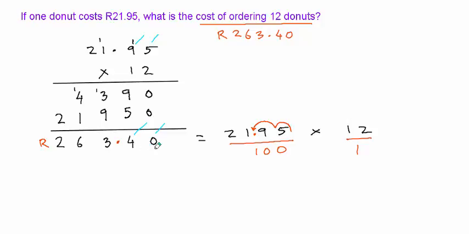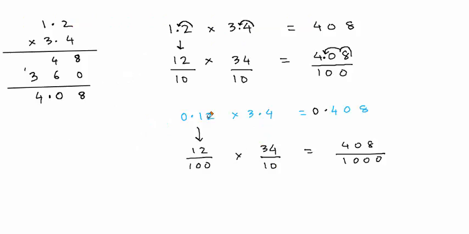If we just go back to the previous problem we did, on this one, you have 2 digits after the decimal point, on this one, 1 digit after the decimal point, 2 plus 1 is 3, you have 3 digits after the decimal point on the answer. That's how multiplication of decimals works.